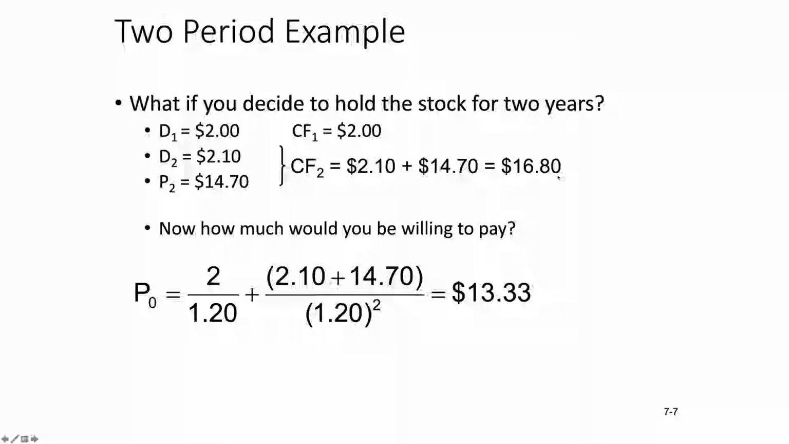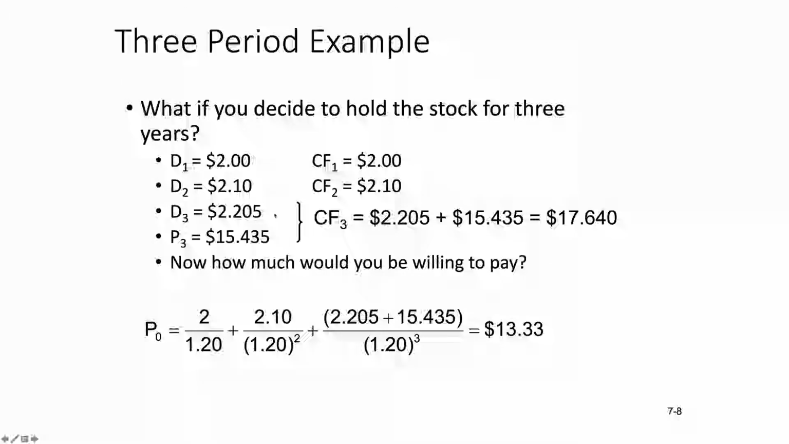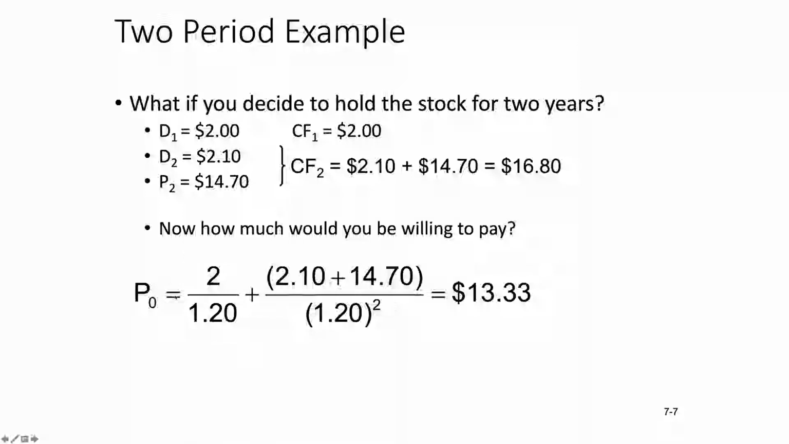Then you have 2 periods. How much is the present value for that? First, you calculate the present value of $2 dividend for the first period, for 1 period. The next one is 16.80 discounted 2 periods. Add them up. The present value equals $13.33.